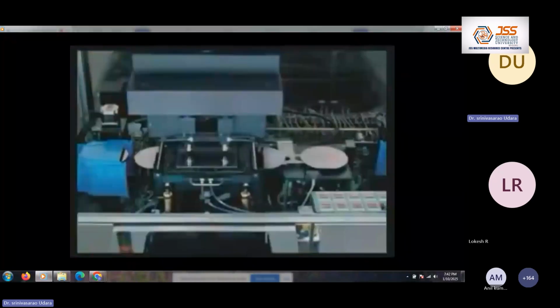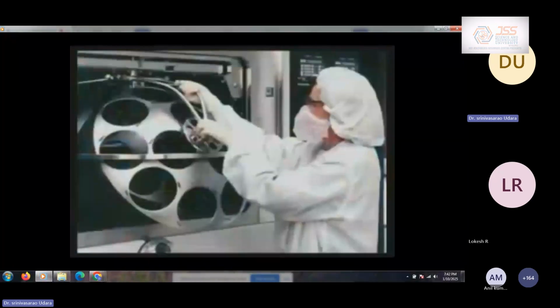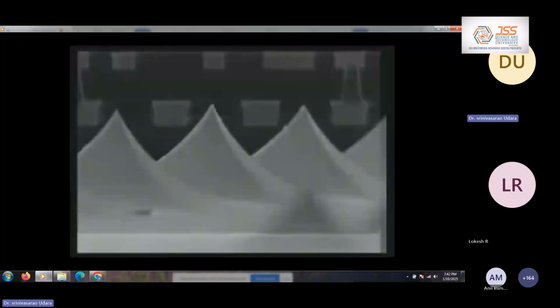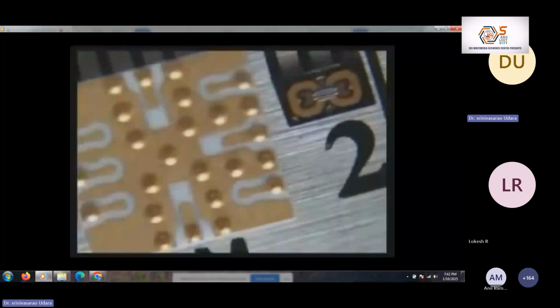MEMS are made using the basic fabrication techniques and materials of microelectronics. Thin layers of materials are deposited onto a base and then are selectively etched away, leaving a microscopic three-dimensional structure. In this way, MEMS processes construct mechanical as well as electrical components.